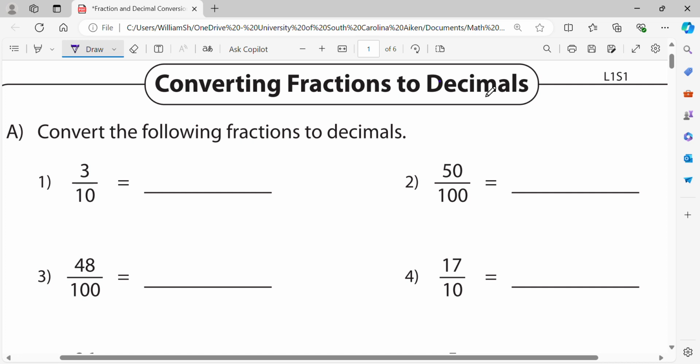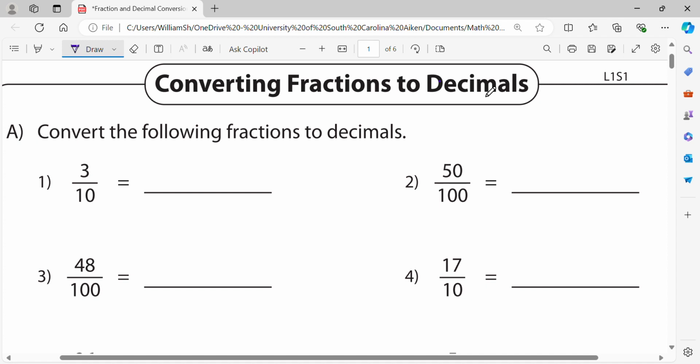Hello class, today we're going to look at converting from fractions to decimals and then back from decimals to fractions and kind of how that process works. Now, this is a very easy process if you're using a calculator, especially the TI Series 84, which we use a lot in our introductory classes here at the University of South Carolina, Aiken.